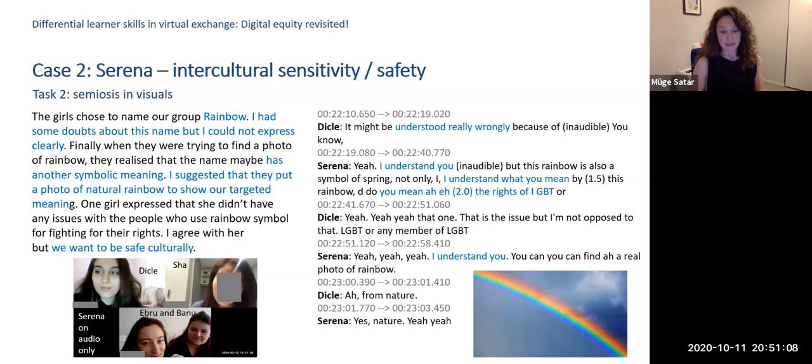Another interesting excerpt from Serena's self-reflection is the way she was able to interpret semiotic meanings that can be implied in the image of a rainbow. This group chose the name to describe their identity as Rainbow Girls, and in their Google Slides they wanted to choose an image of a rainbow to represent that name. So we see here in her reflections that she avoided any risk or harm that may be caused within her own sociocultural context by any implications of what a rainbow may represent.